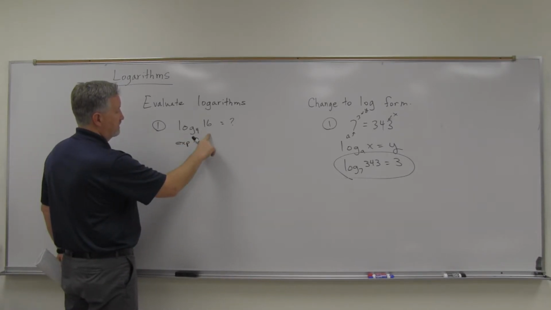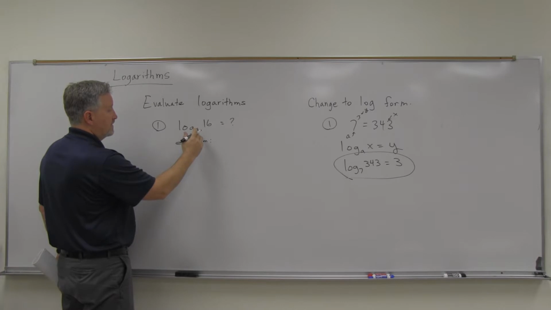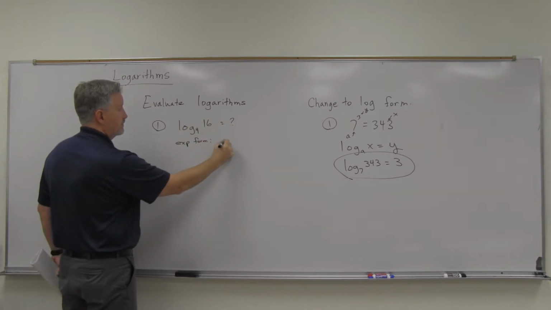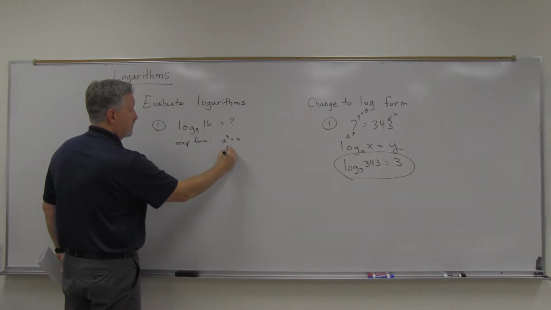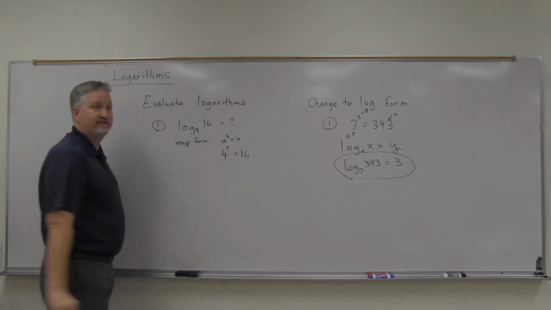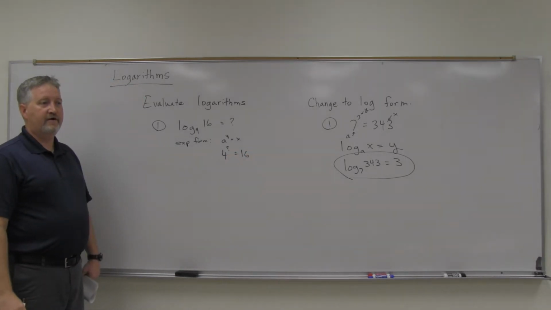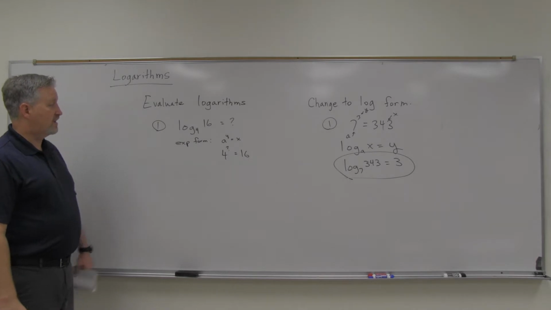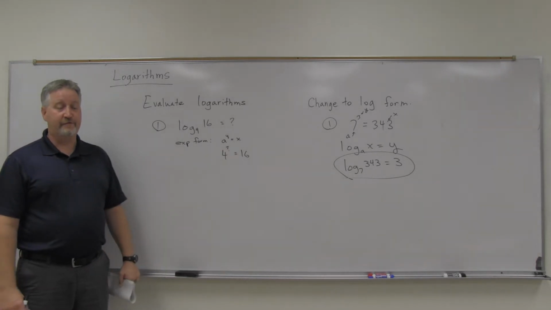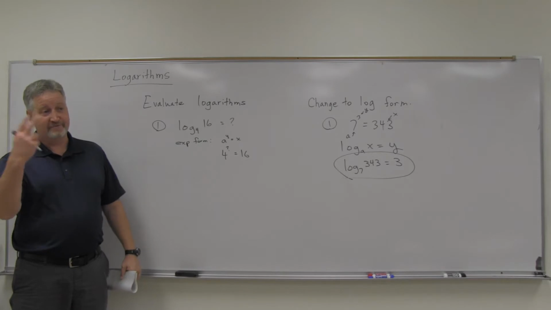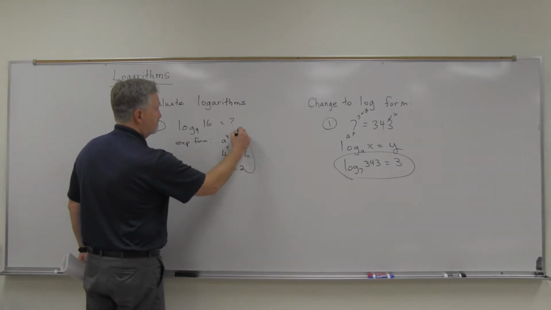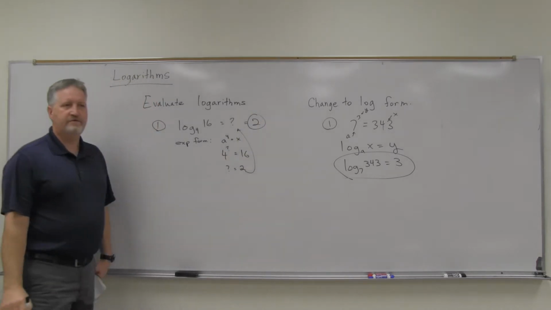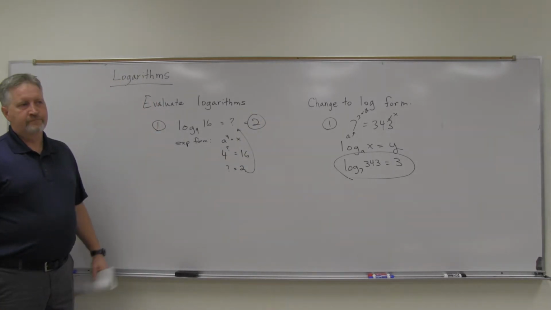Exponential form would be, this is the a, this is the x, this is the y, so it's a to the y equals x. So I've got 4 to what power equals 16, don't I? 4 to what power gives me 16. And so the value of this logarithm is going to be what power of 4 gives me 16, which would be obviously 2. So this logarithm is 2.